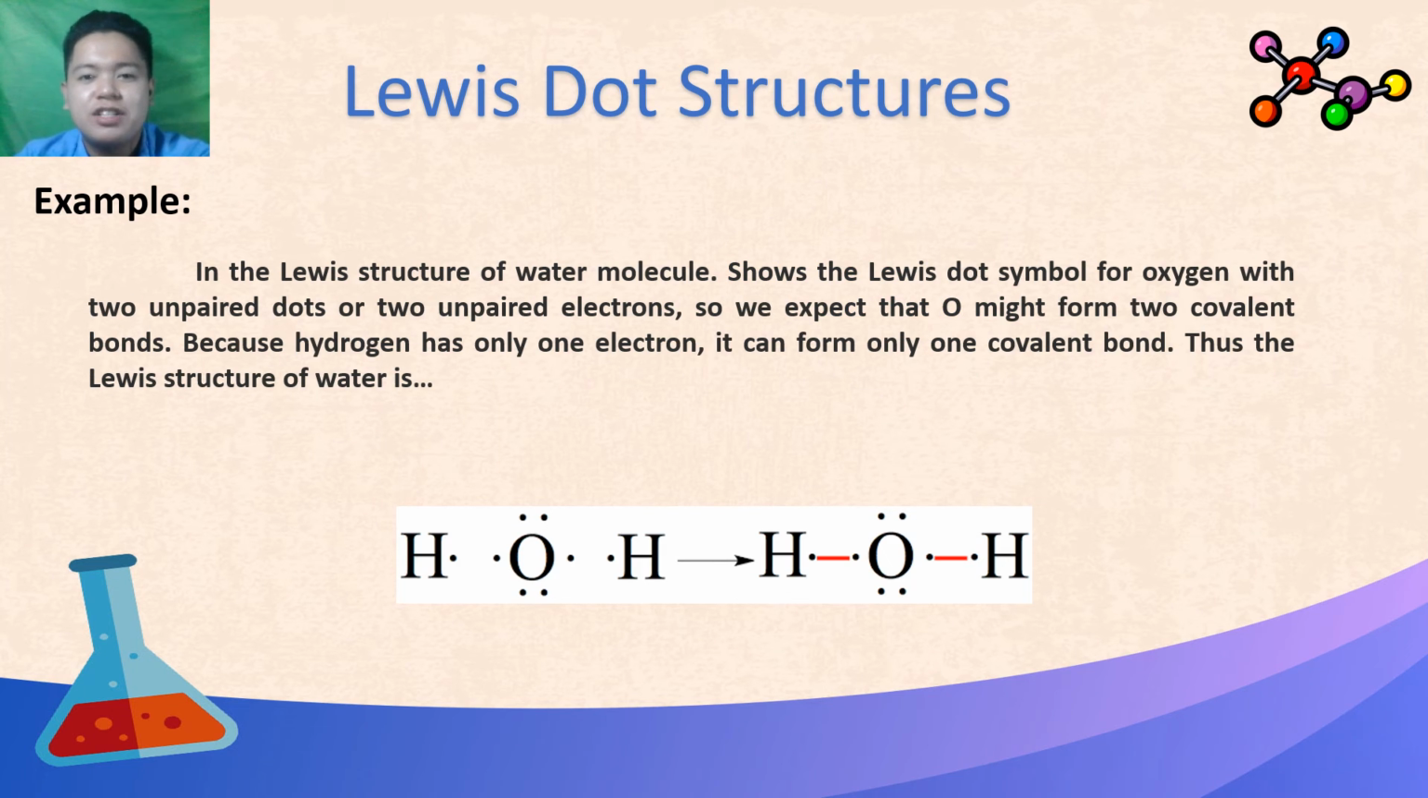The Lewis structure of the water molecule shows the Lewis dot symbol for oxygen with two unpaired dots, or two unpaired electrons. So we expect that oxygen might form two covalent bonds, because hydrogen has only one electron and can form only one covalent bond. Thus, the Lewis structure of water is shown in the figure below.